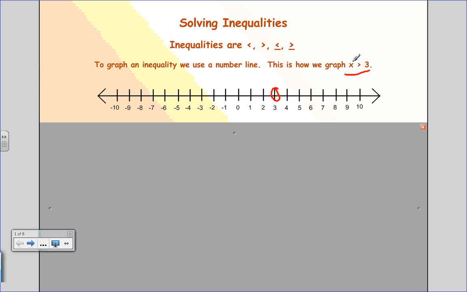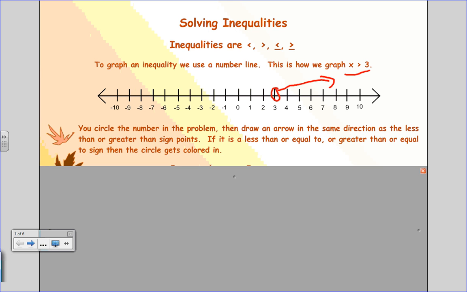Then I need to draw an arrow to show what numbers I am talking about. Am I talking about the numbers that are higher than 3 or the ones that are lower than 3? Obviously, in this case, I'm talking about the numbers that are higher than 3. So my arrow is going to point to the numbers that are higher than 3, which are the ones to the right. So I draw an arrow off to the right. And that's it. That's how you graph x is greater than 3. That's all you have to do. Okay?